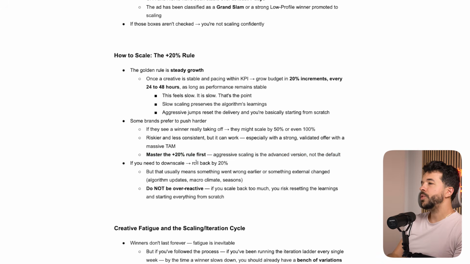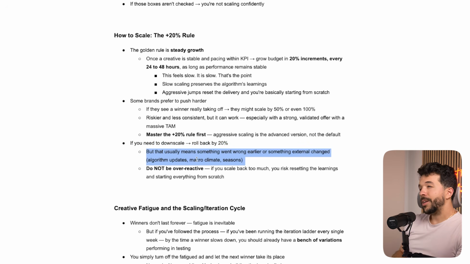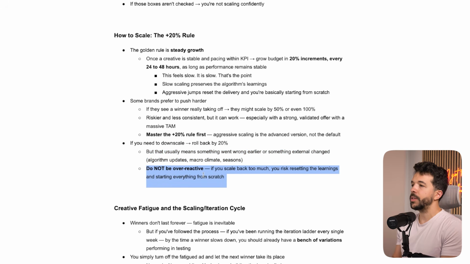And if you need to downscale, you can still roll back by 20%. Usually it means that something went wrong earlier or something external changed, some algorithm updates, microclimate, season. Usually the CBO campaign tends to be very stable if you set it up correctly, and you don't want to be overreactive. If you scale back too much, you risk resetting the learnings and starting everything from scratch. If performance goes down for 1 day, you don't want to touch it. If it goes down for 2 days, you don't want to touch it. If you are super overreactive and you're constantly touching the budget, that's going to impact the stability of your campaign, so that's not ideal.